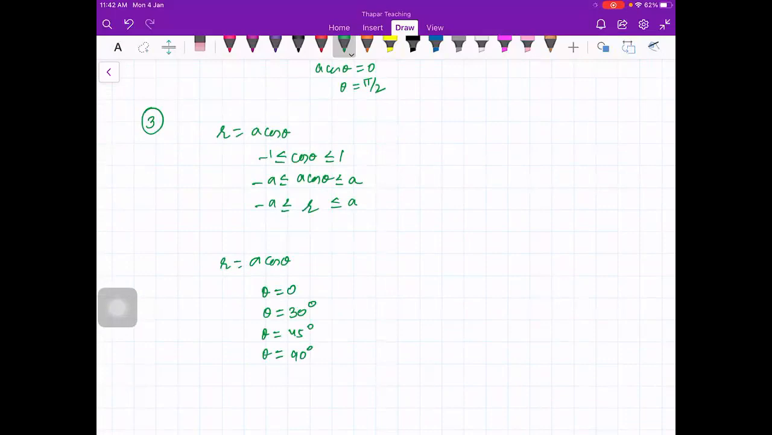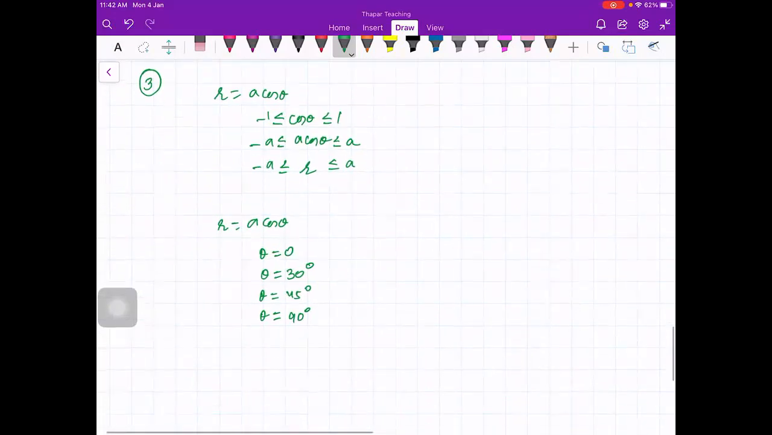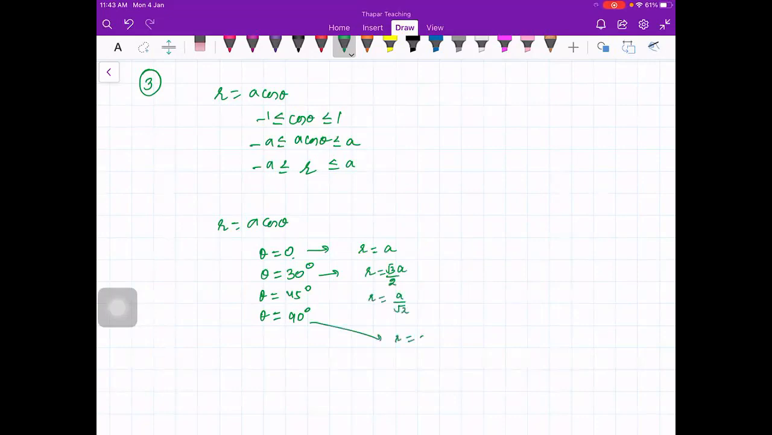Right. Because the curve is same, it has a symmetry about x-axis, so we'll just take till theta is equal to pi. So here, when theta is 0, you'll get r is equal to a. When theta is 30 degree, you'll get r is equal to how much? How much is cos 30? Root 3 by 2, right? And then at 45, you'll get r is equal to a by root 2. And at 90, you'll get r is equal to 0.